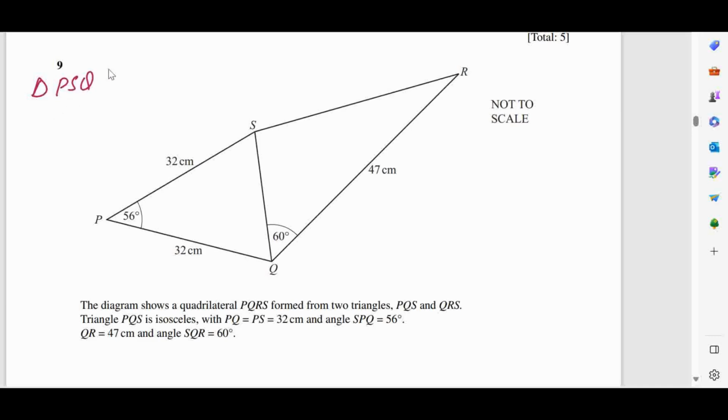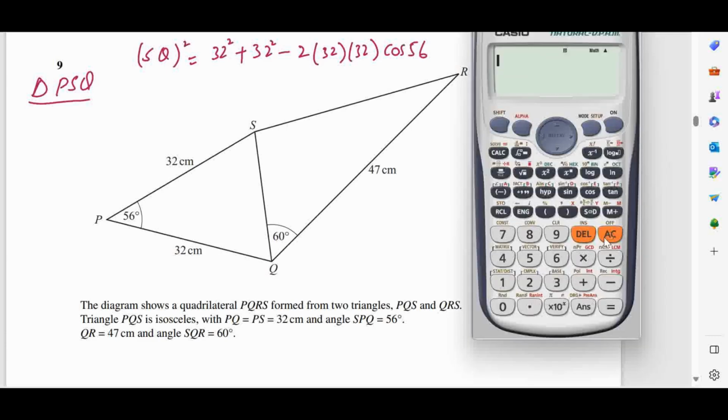we can see how to find the side SQ. So SQ will be equal to, we can use the law of cosine. So SQ whole square will be equal to 32 square plus 32 square minus 2 into 32 into 32 into cos of 56. So we have to find it using the calculator: 32 square plus 32 square minus 2 into 32 into 32 into cos of 56.